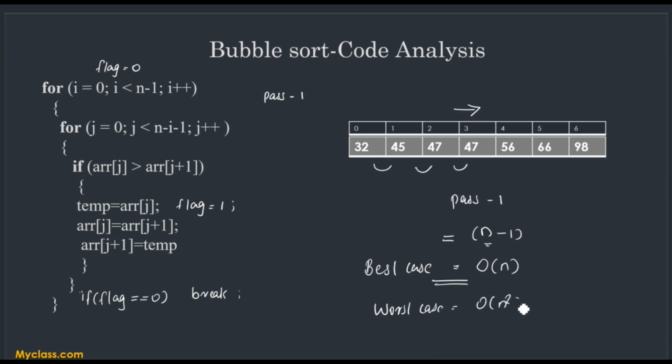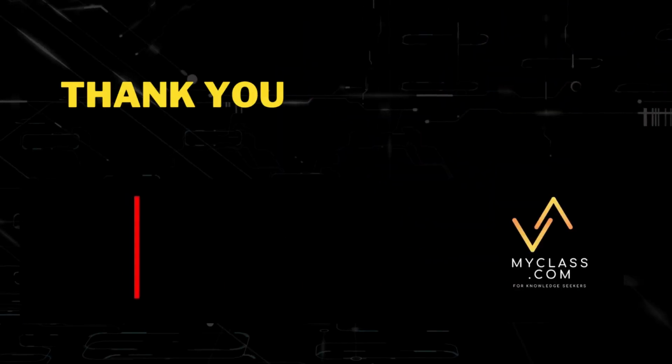So our best case is order of n and our worst case is order of n square. The average case is also order of n square. When we take the average, n square plus n by 2, at that time also we only take the biggest term. So the average case is also order of n square. So that is all about our bubble sort algorithm analysis. Hope it is clear now. Thank you.